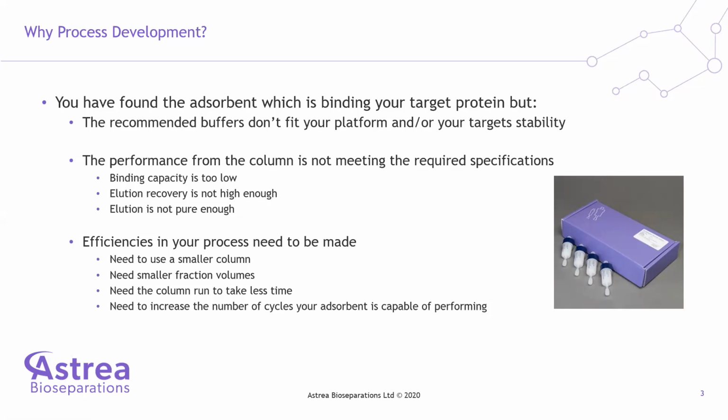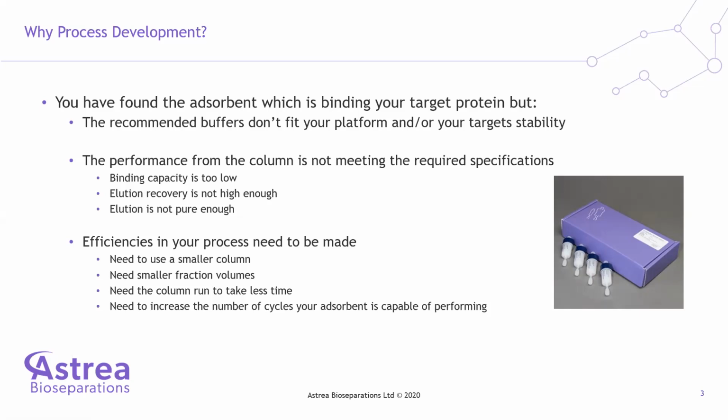Other reasons why you might want to perform process development is that you're not meeting specifications for your column, which are commonly things like your binding capacity is too low, maybe your elution recovery isn't high enough, so you're binding your target to your column, but you're not getting it back, or the elution isn't pure enough.